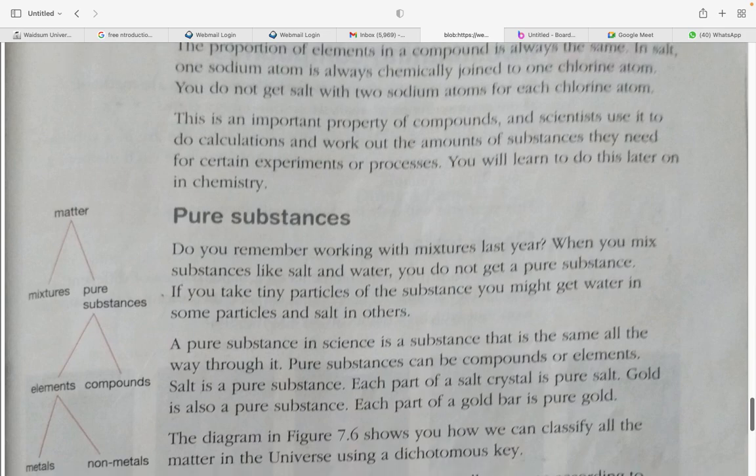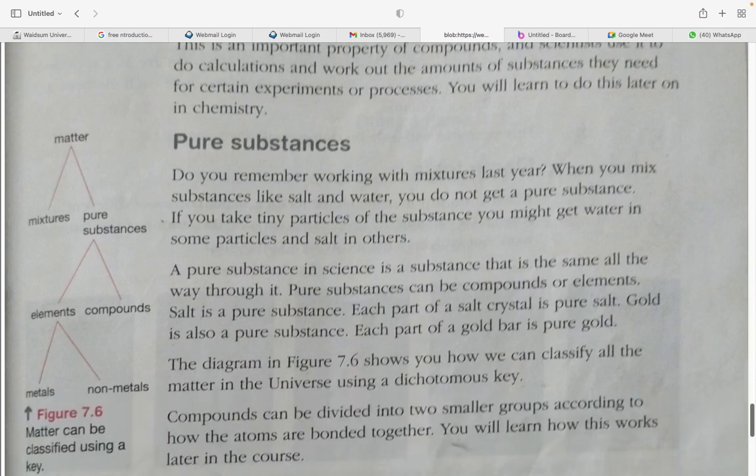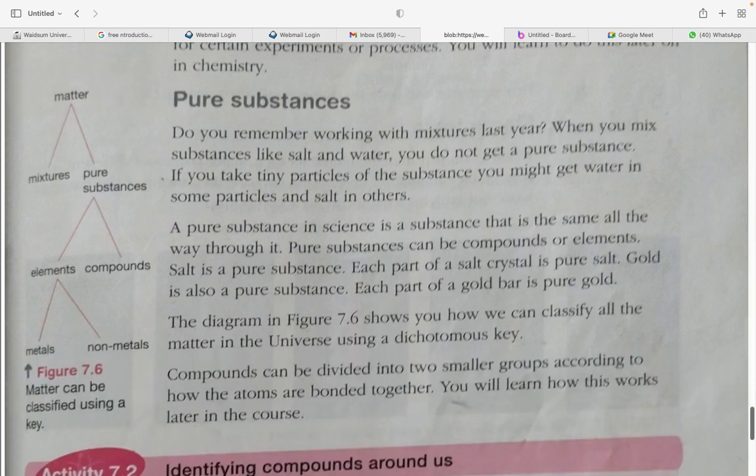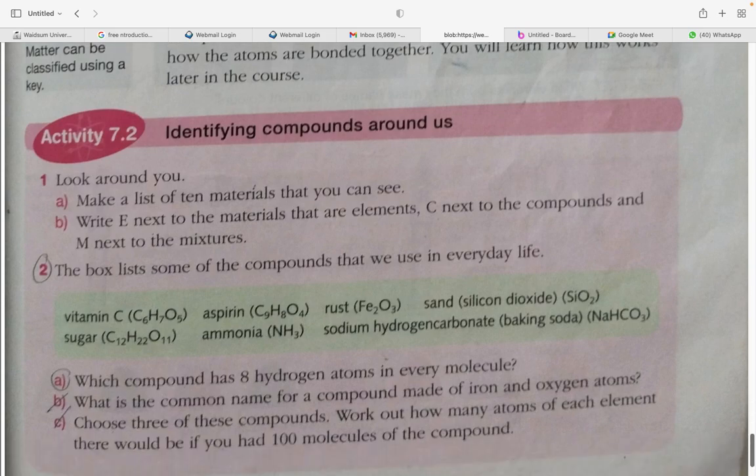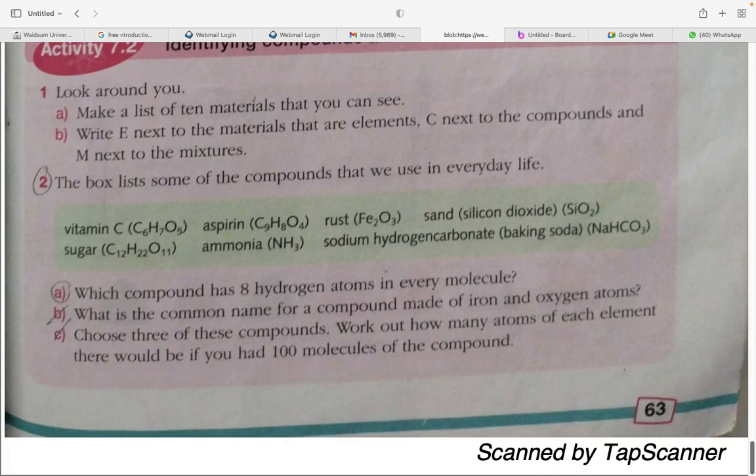So here are pure substances. Pure substances are those substances that have only one type of atom. If it's fluorine, it's only fluorine atoms. If it's chlorine, it's only chlorine atoms. It's not mixed with any other atoms. Is that okay? Pure substances could be in element form, also could be in compound form, but there are no impurities mixed with them. I think this is where we stop for today.